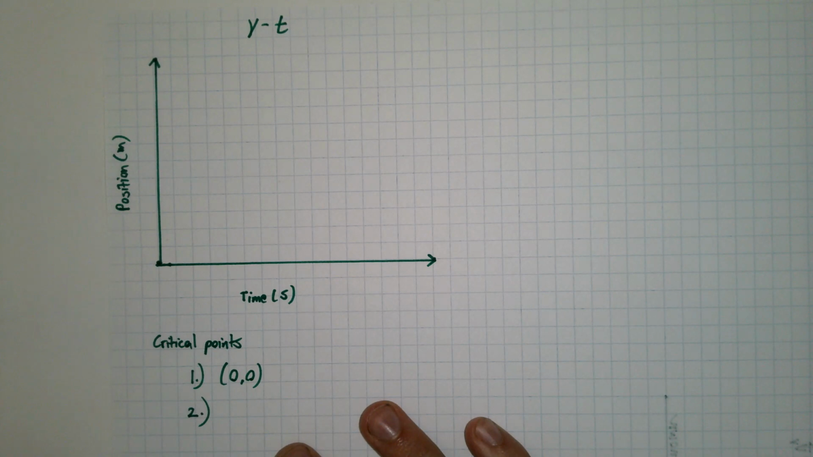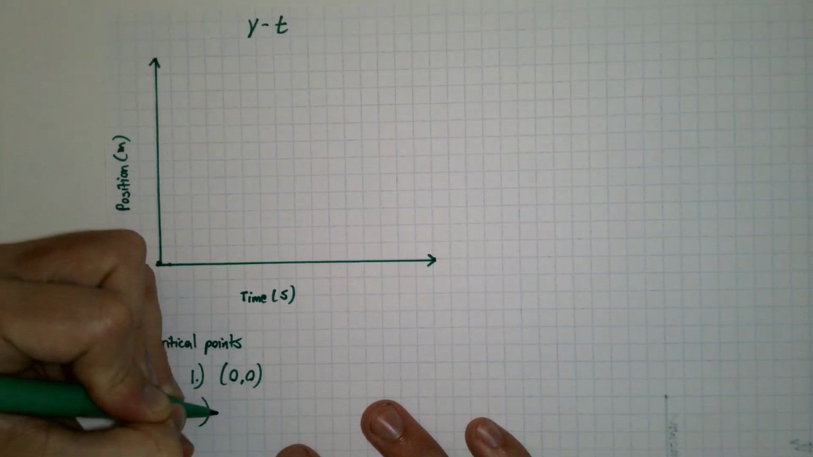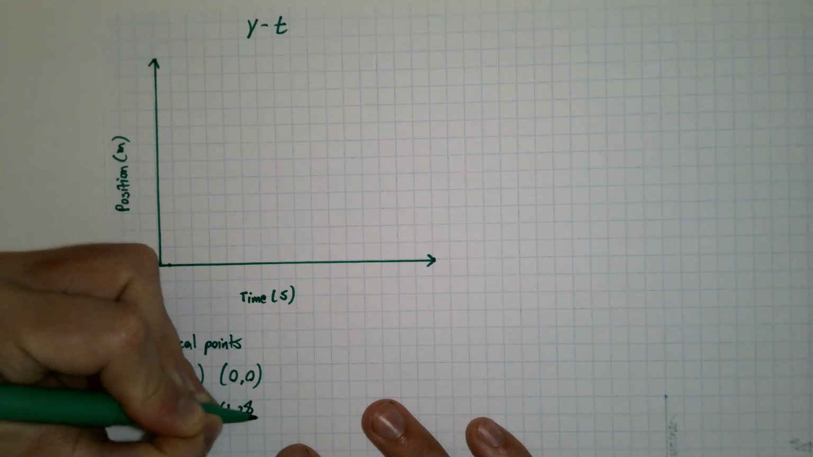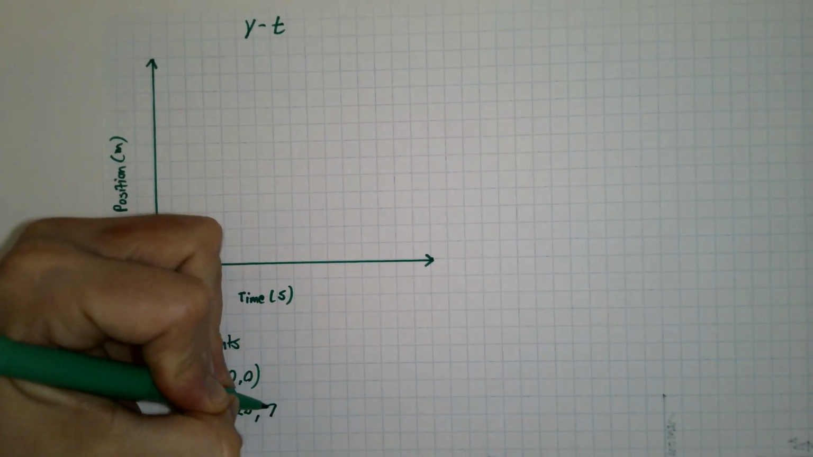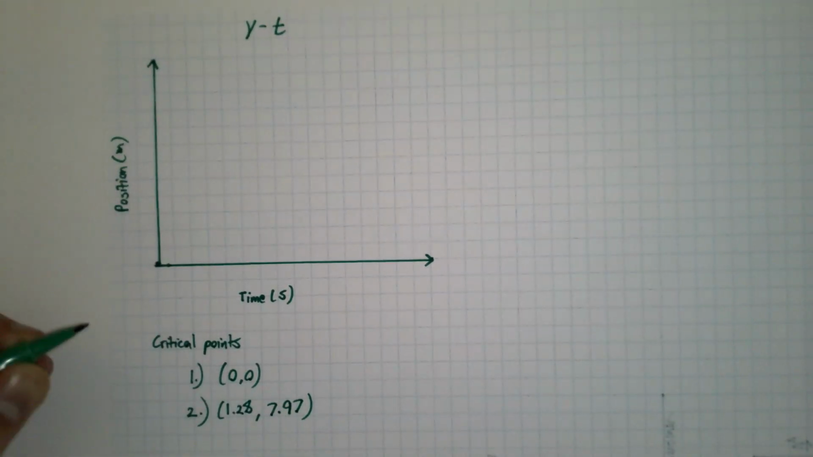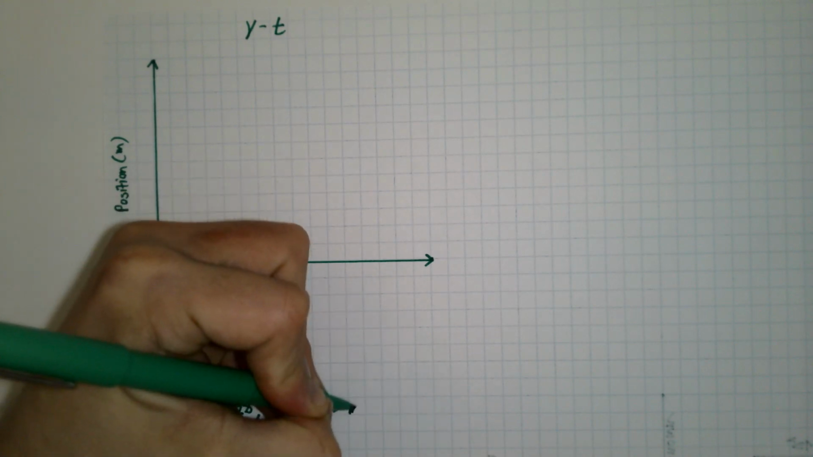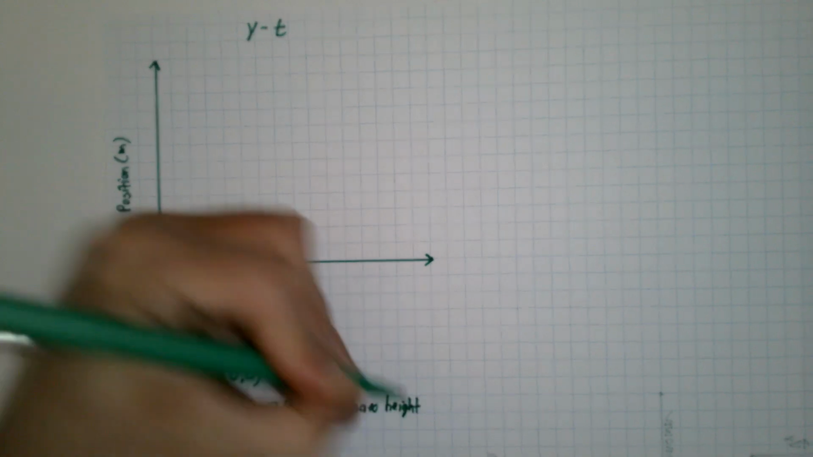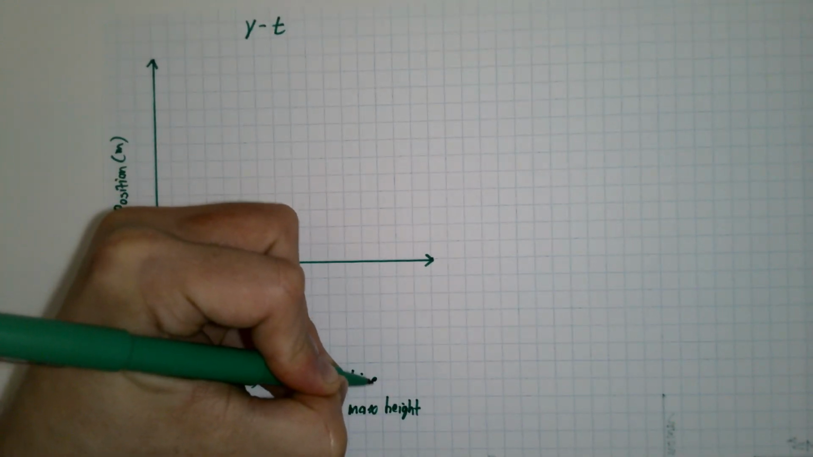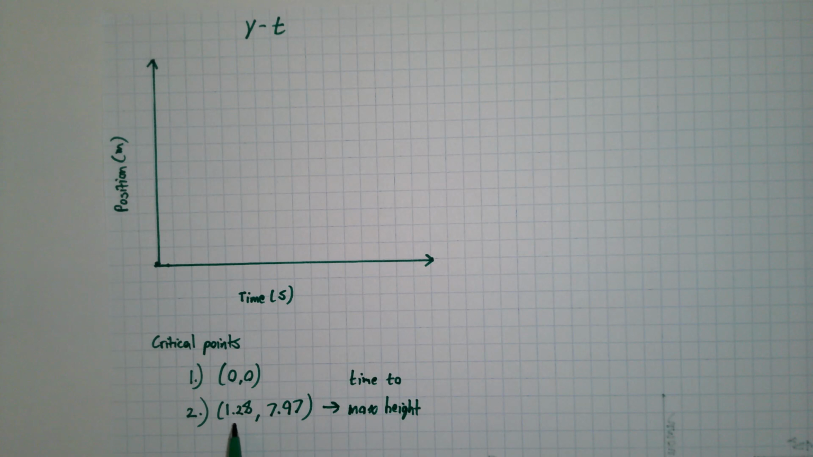Our second critical point is its maximum height. This is at 1.28 seconds. The ball has reached a height of, what did we say the height was? 7.97 meters. This is max height, or time to max height. So here's our time to max height. Here's the max height.